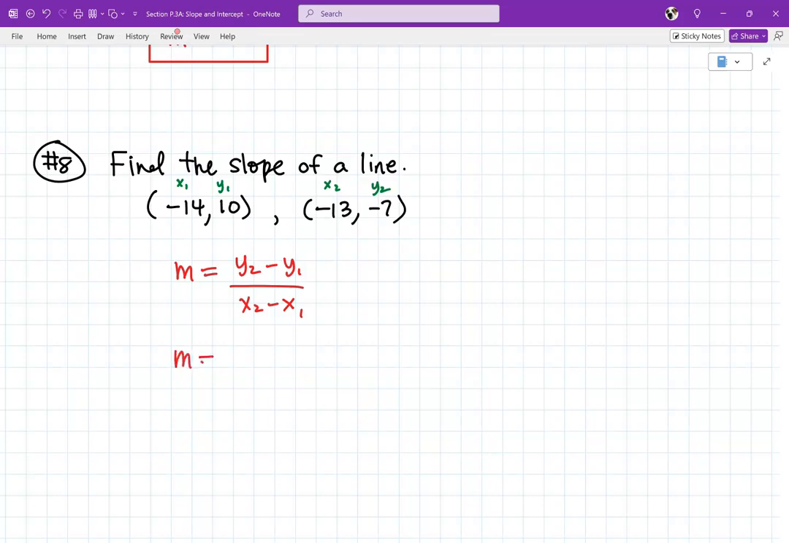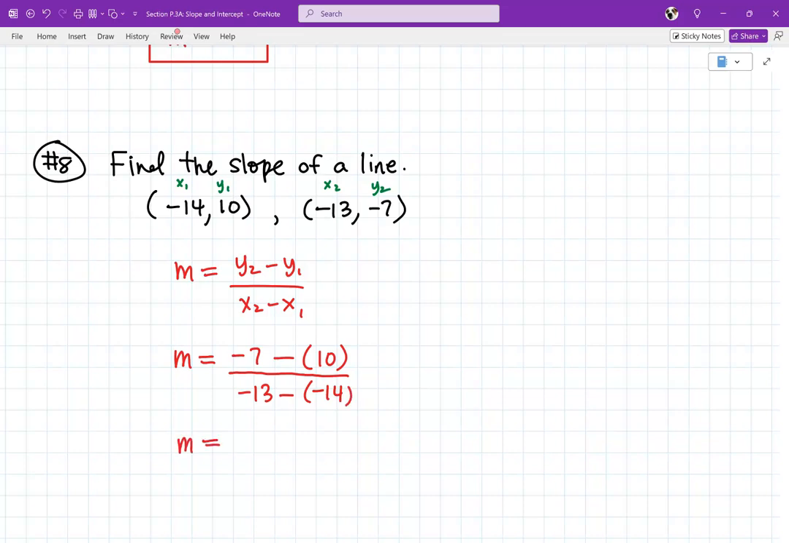We got m is equal to y2, that's negative 7, minus y1, that's 10. Notice again, I put the 10 in a parenthesis. It's a habit of mine to always put the second number in a parenthesis in case it's negative. Over, and then x2, that's negative 13 minus x1, that's negative 14.